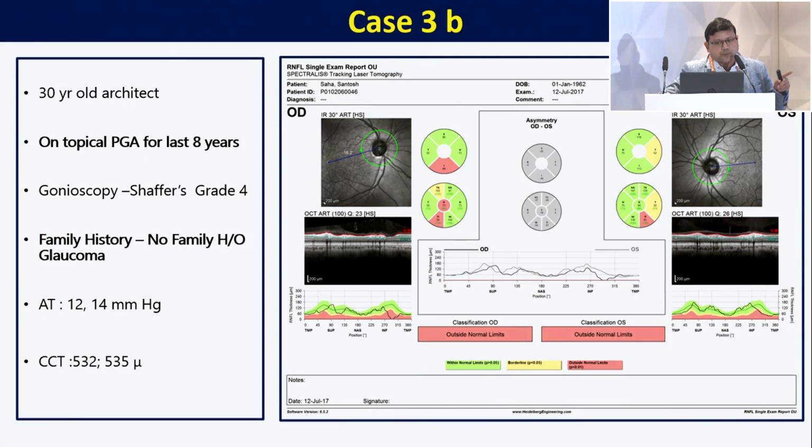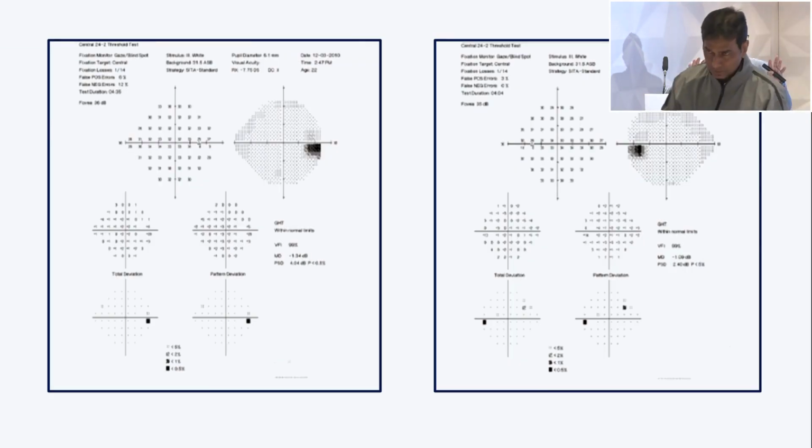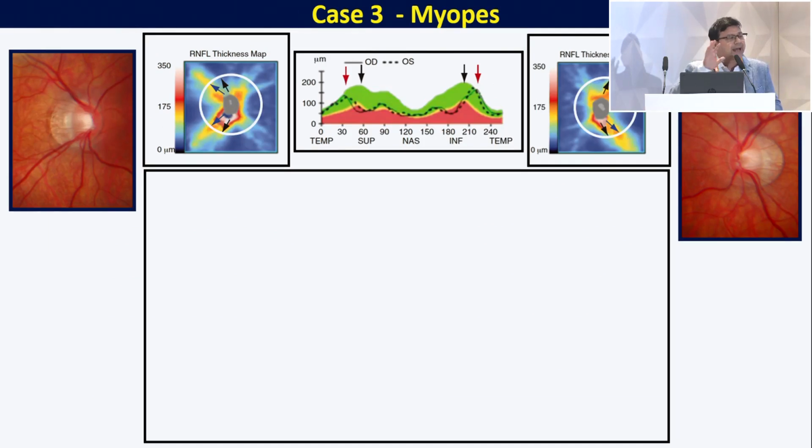Just to highlight this point, I'll show you a second case. Again, Spectralis, the OCT shows inferior thinning in the right eye and a temporal thinning in the left eye. Patient has again been started on topical prostaglandin analogs. However, there is no family history of glaucoma. Again, if we do the visual fields, it's absolutely normal. So why is this happening?